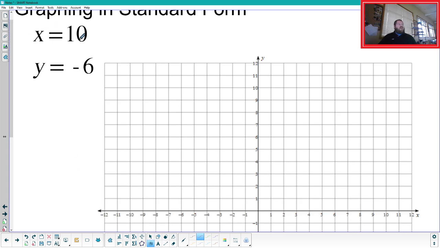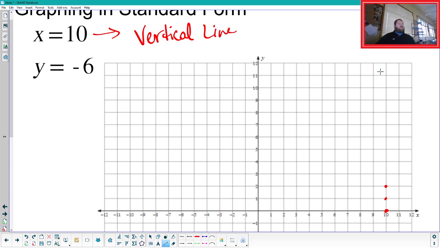If I have the line x equals 10, what does that mean? It means put a point at 10 and all other points that have x values at 10. X equals is always going to be a vertical line. Always going to be a vertical line. So we get this one. Goes through x equals 10.